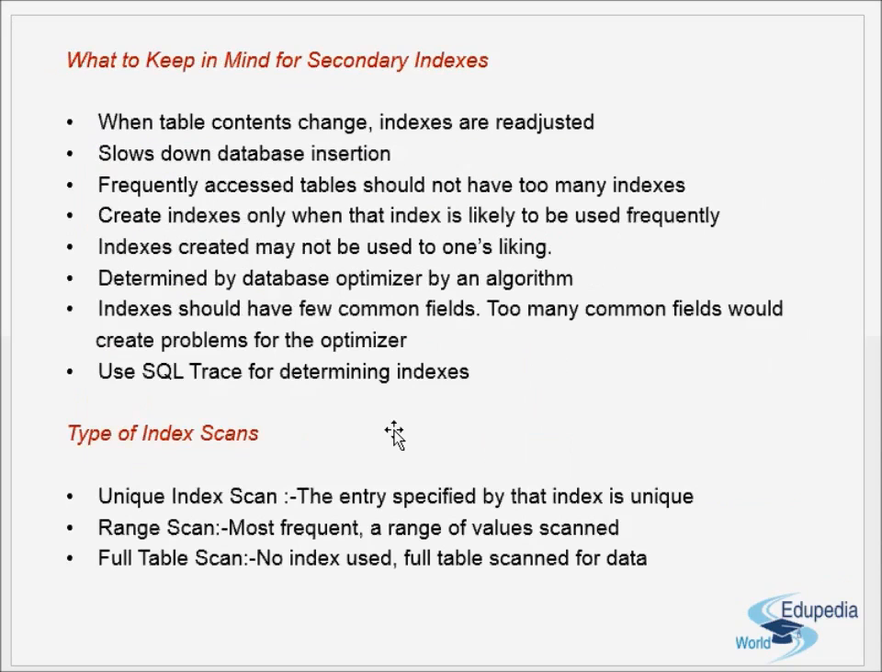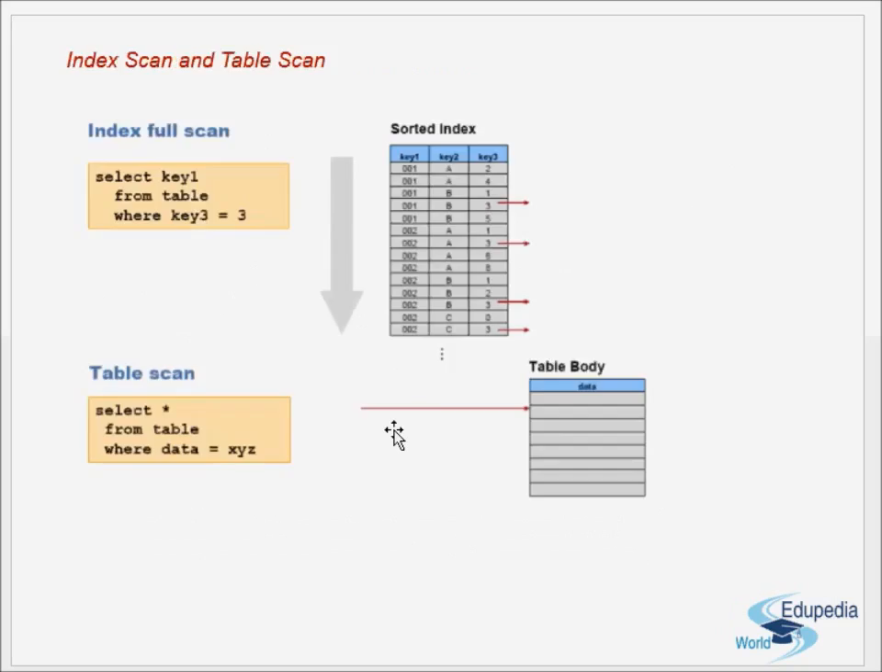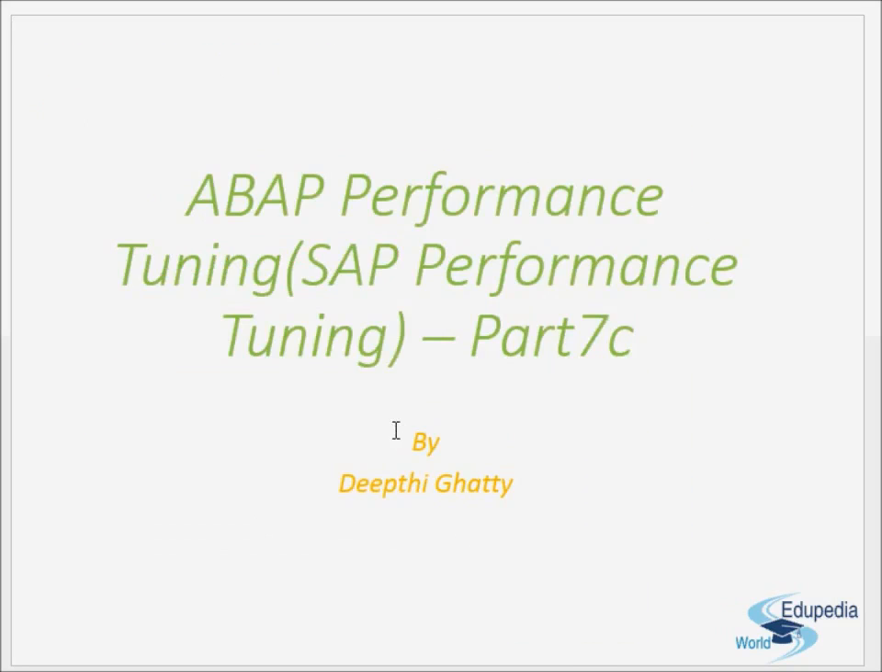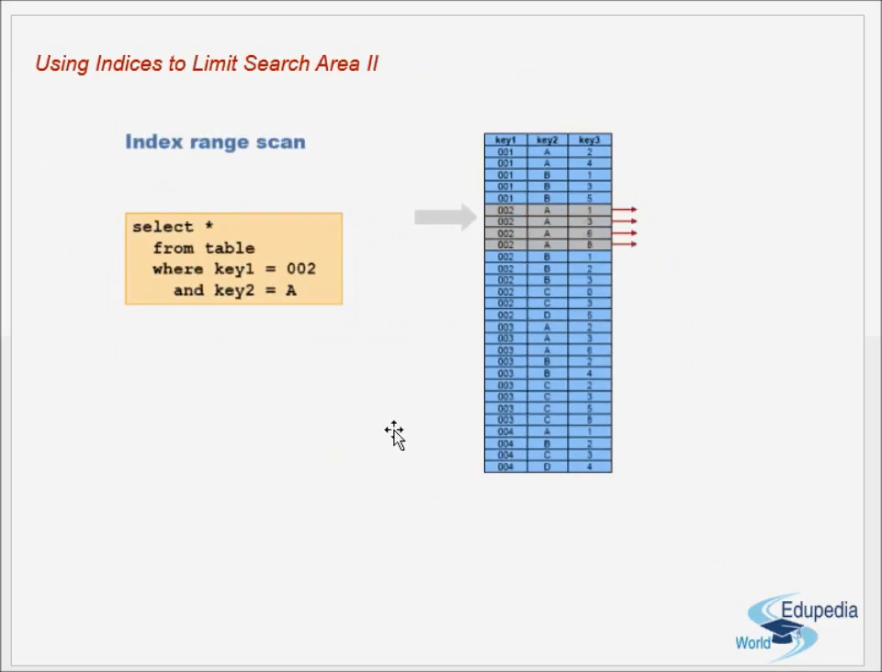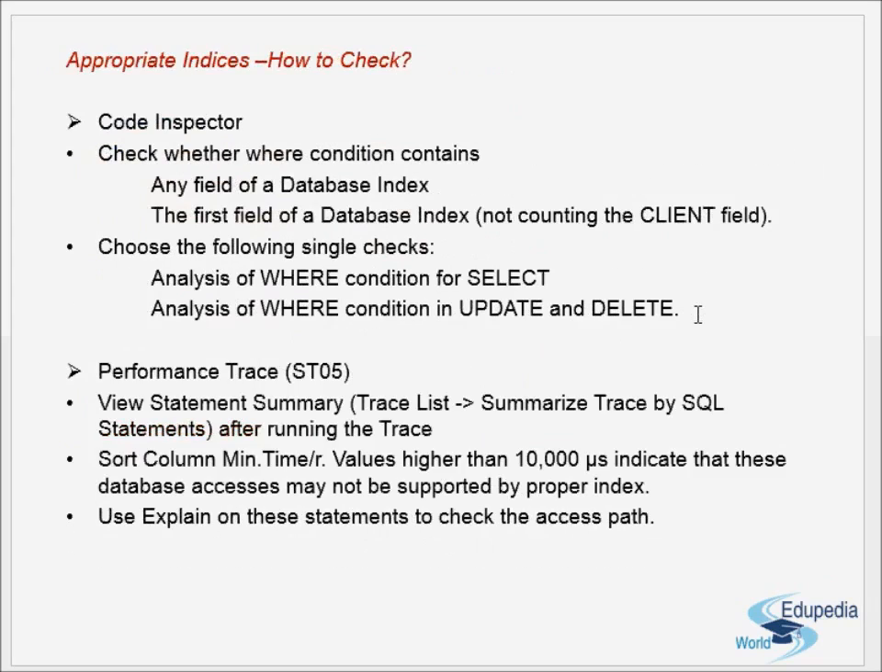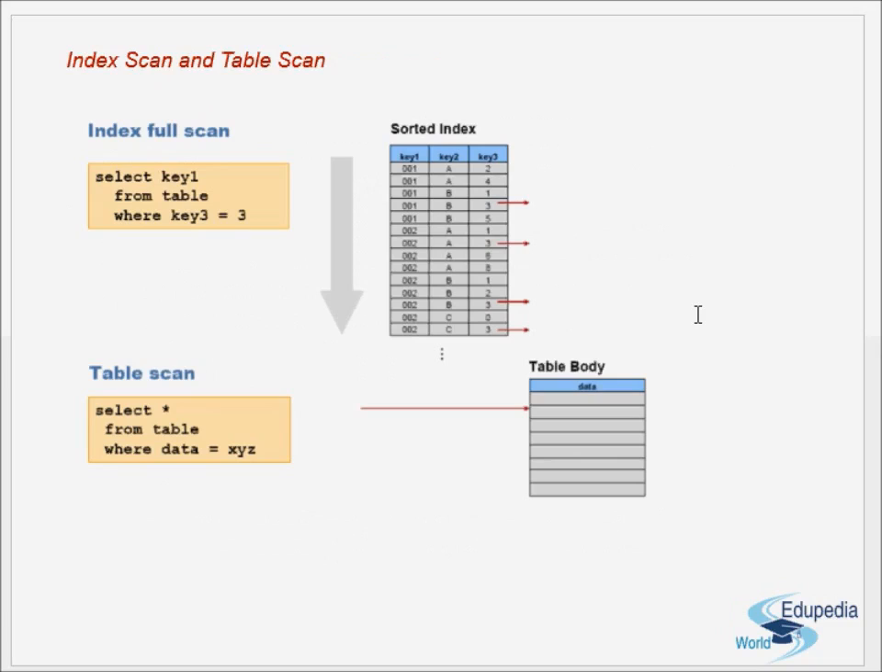The next one is a range scan. A range of values is scanned. So that is this one. Select star from table, where we have given two key columns. Depending on that, a range scan is performed. The next one is the full table scan. Here it is a full table scan. We have given only key equal to 3, so it has to check all the rows. It has to do a full table scan.